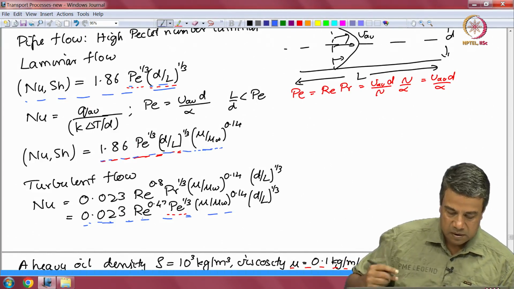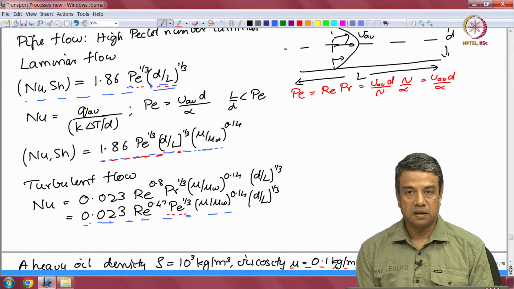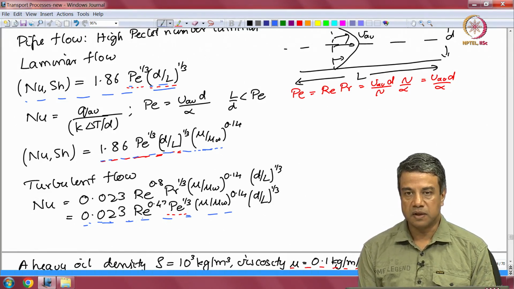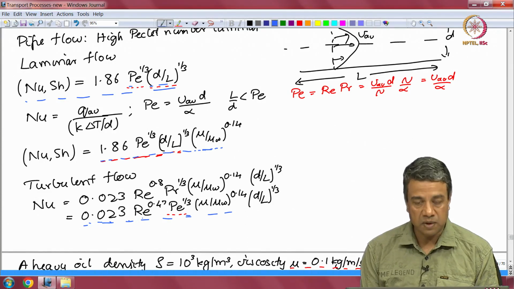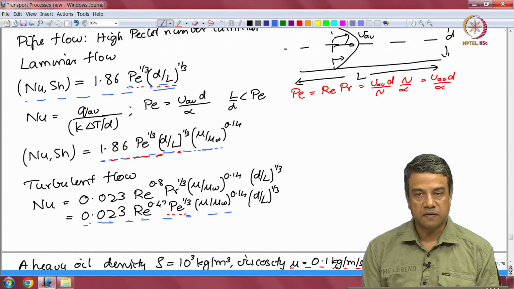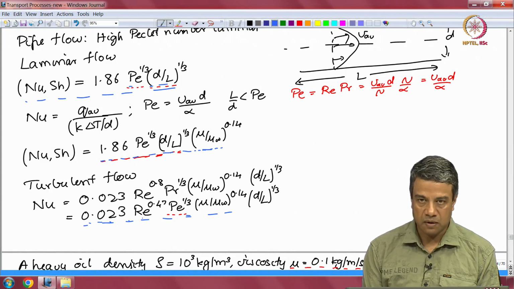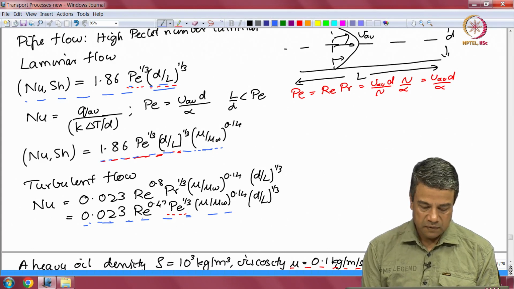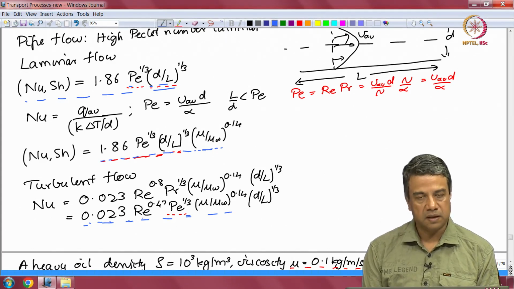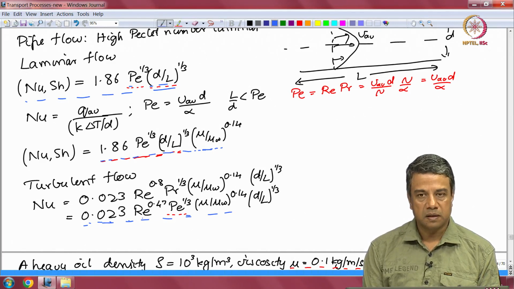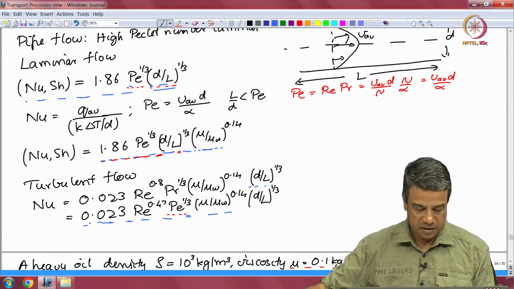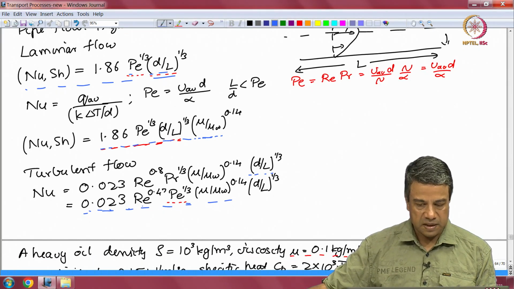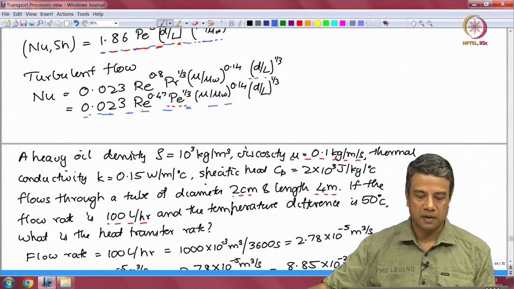Laminar flow: 1.86 Pe to the power 1/3, that 1/3 power I told you is because there is a no slip condition at the surface, d by L to the power 1/3 and mu by mu w to the power 0.14 if there is a difference in the viscosity between the wall and the bulk of the fluid because the temperatures are different. For a turbulent flow, 0.023 Re to the power 0.8, the Prandtl number to the power 1/3 and d by L to the power 1/3, and then the ratio of viscosities as well, okay. And we had seen how to do some calculations for this particular case.